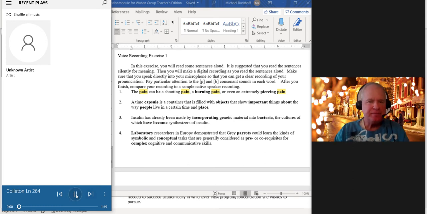The pain can be a shooting pain, a burning pain, or even an extremely piercing pain. Two, a time capsule is a container that is filled with objects that show important and things about the way people live in a certain time and the place.